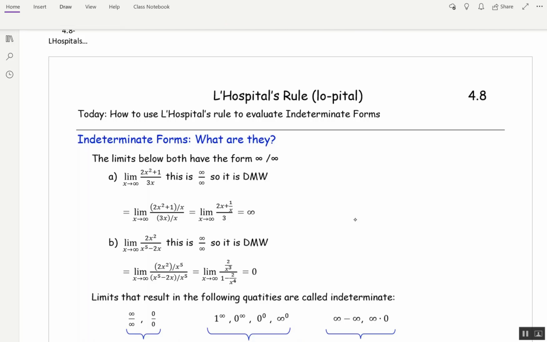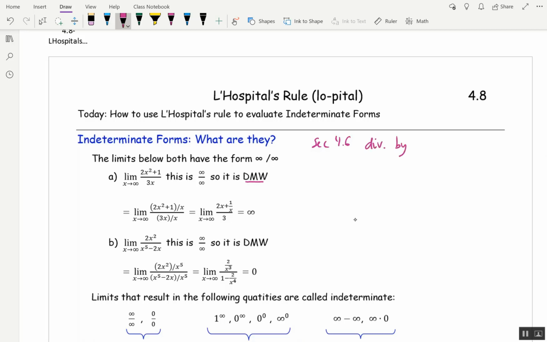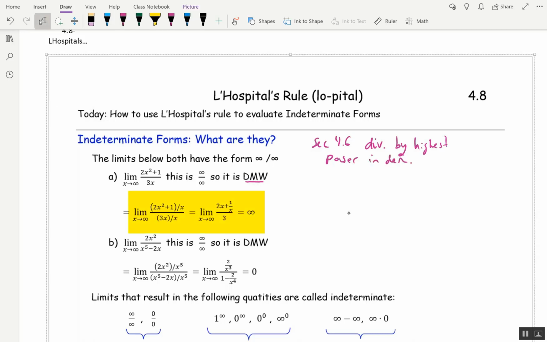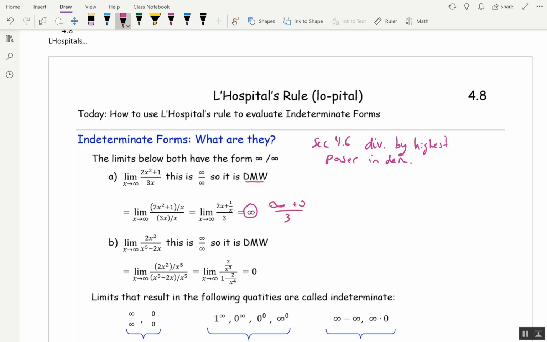So remember from section 4.6, when we have infinity over infinity, it's a do more work. And so the rule we learned in section 4.6 is divide top and bottom by the highest power in the denominator. And so I've done that here. I divided top and bottom by x, and then I took the limit. I get infinity plus 0 over 3, which is infinity.